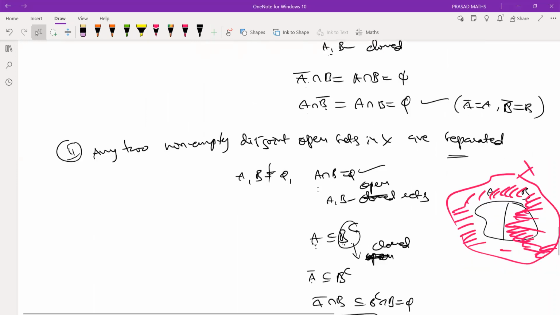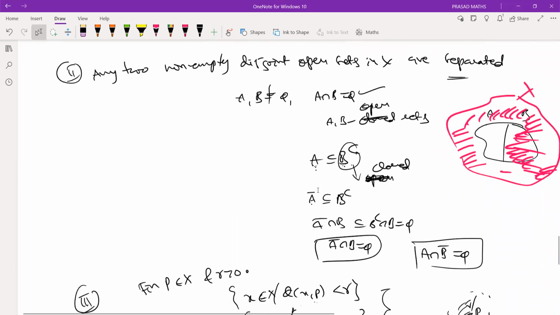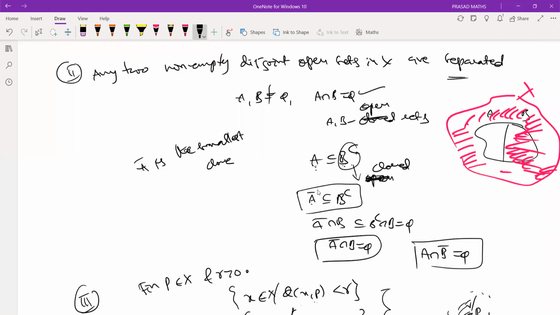Now A is contained in B complement, so A closure is contained in B complement. A closure is the smallest closure. You know that there is a property: A closure is the smallest closed superset of A. B complement is after all a closed superset of A, but A closure is the smallest among all closed supersets of A. It's smallest.